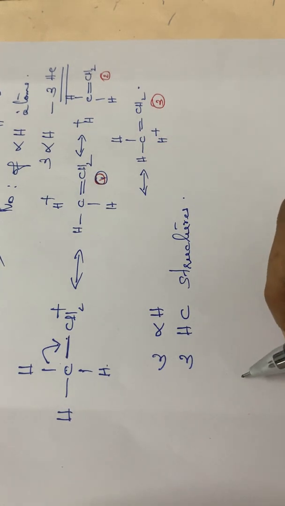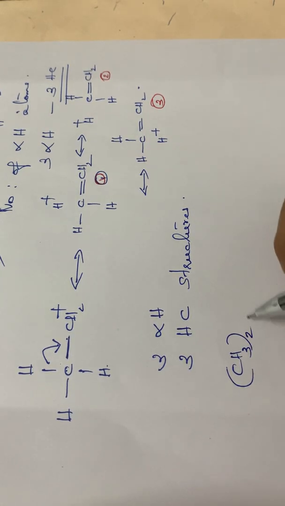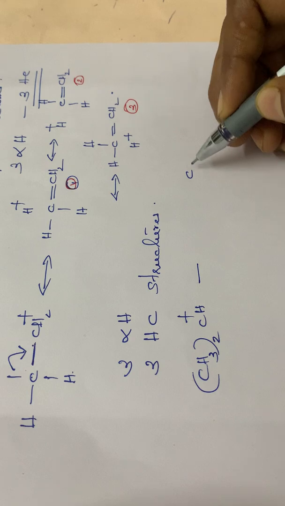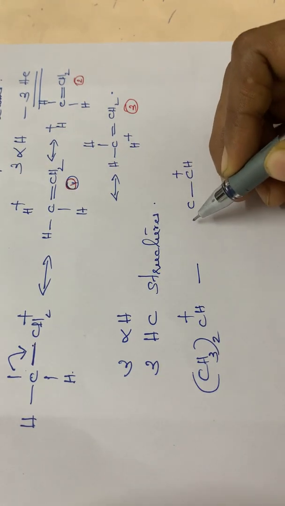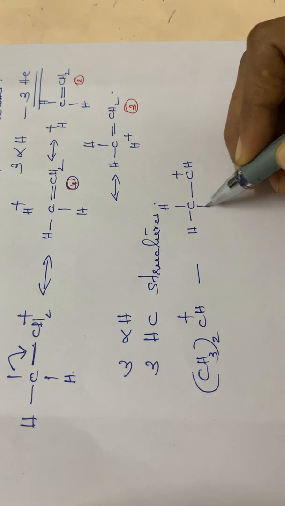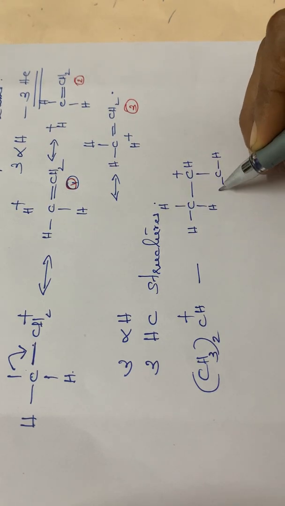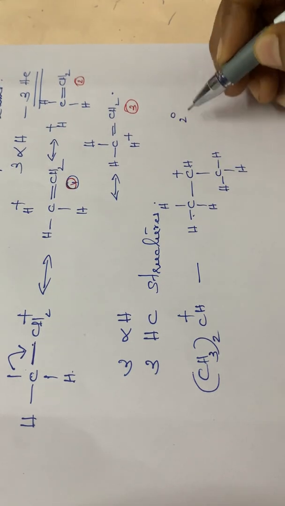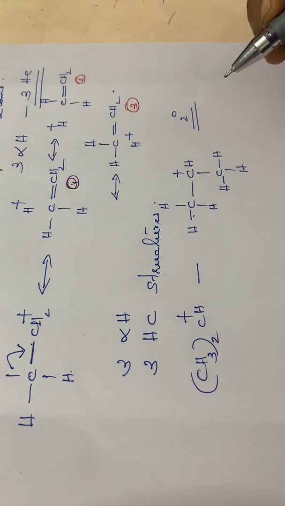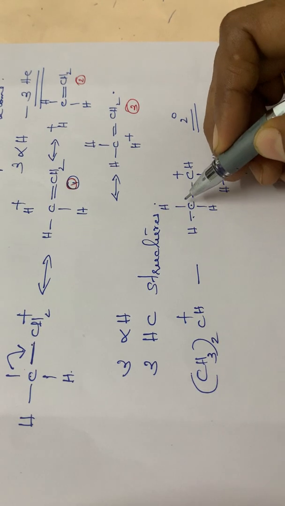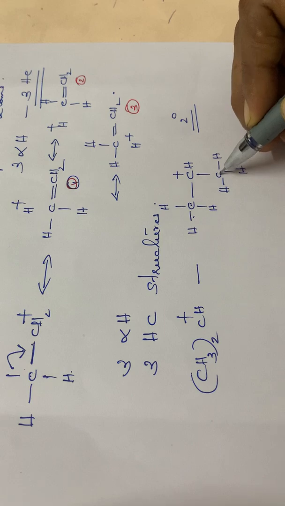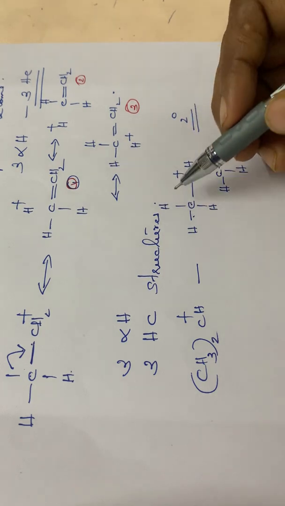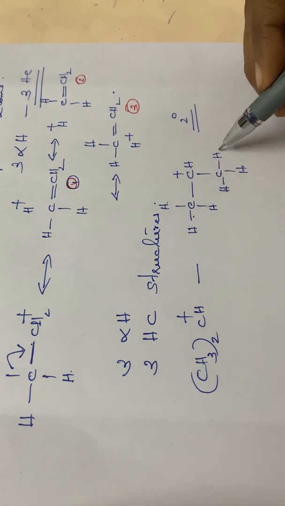Then coming to the case of CH3 twice CH plus, that is isopropyl, that is a secondary carbocation, that is CH plus, then CH3, then CH3. Okay, CH3 twice CH plus, isn't it? So this is a secondary carbocation. See how many alpha hydrogens are there. This is the first alpha carbon, this is the second alpha carbon. So the hydrogens attached to these alpha carbon atoms, how many alpha hydrogen atoms are there? 1, 2, 3, 4, 5 and 6, isn't it?